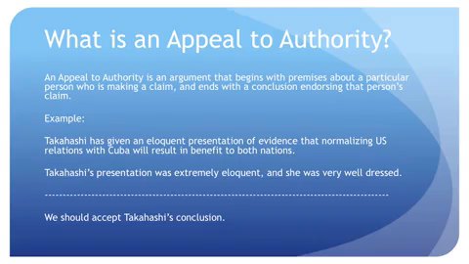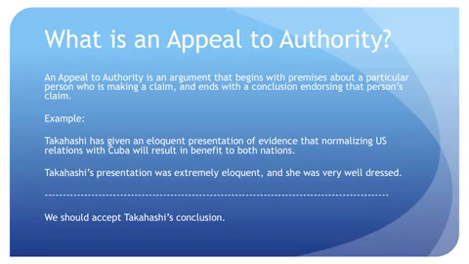An appeal to authority is a kind of argument that begins with premises about a particular person who's making a claim and ends with a conclusion that endorses that person's claim. In a way, you could think of an appeal to authority as the opposite of an ad hominem argument, right? Remember, an ad hominem argument is one that starts with premises about a particular person who's making a claim and then ends with a conclusion that is opposed to that person's claim. In an appeal to authority, you start with the same sorts of premises, but you end with a conclusion that is in favor of that person's claim.